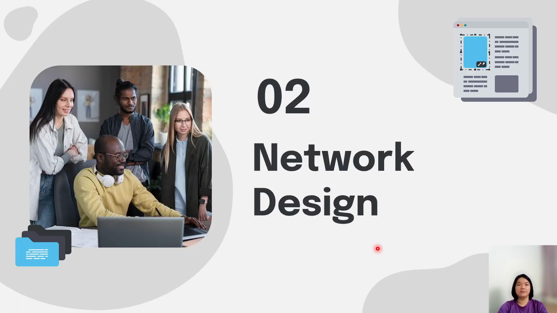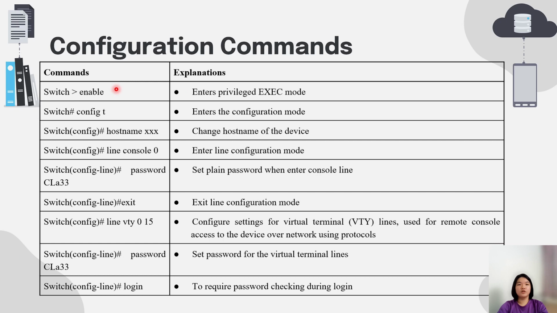Next is network design. The configuration commands we use are the same for both switch and routers. So enable is used to enter the privileged EXEC mode. Config T is to enter the configuration mode. Hostname is used to change the hostname of the devices. Line console 0 is to enter the line configuration mode. Password CLA33 is to set a plain password when entering the console line.